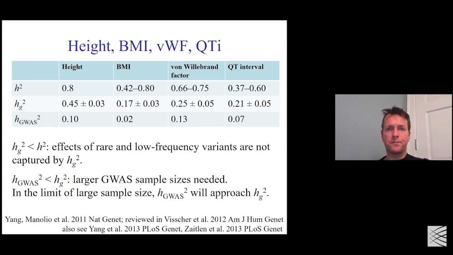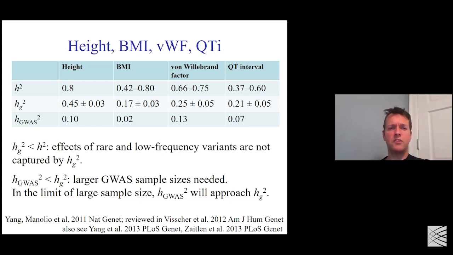All right, very good. And so generally speaking, H squared G is less than H squared, so SNP heritability is less than narrow sense heritability. That could be due to rare and low frequency variants, as well as other types of variants like copy number variants that are not captured by the SNP heritability of a very specific set of SNPs, usually either genotyped common SNPs or genotyped and imputed SNPs that are mostly common, that you're estimating the SNP heritability of. And then on the other hand, we have a completely different phenomenon, H squared GWAS less than H squared G.